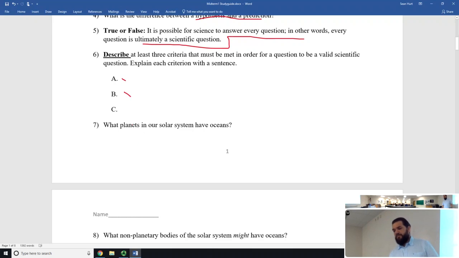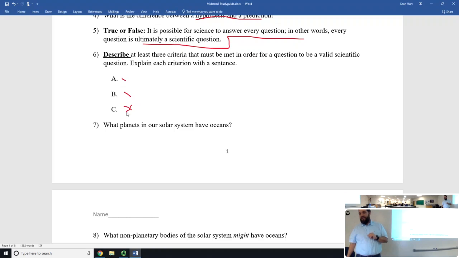And the last thing: it has to be empirical, based on observations of the physical universe. Okay, so the physical, external, objective universe. That's what we're interested in with science. So those are the 3 things.